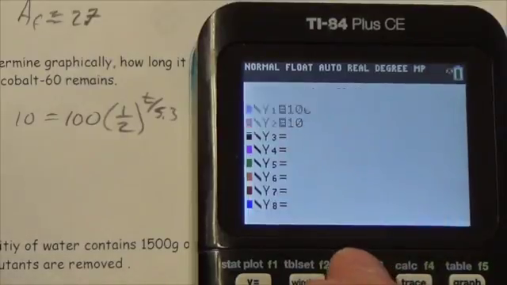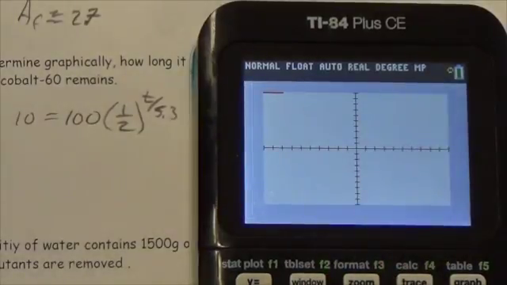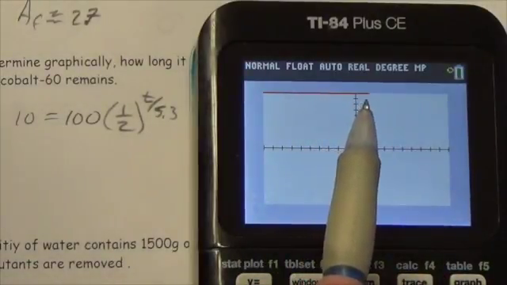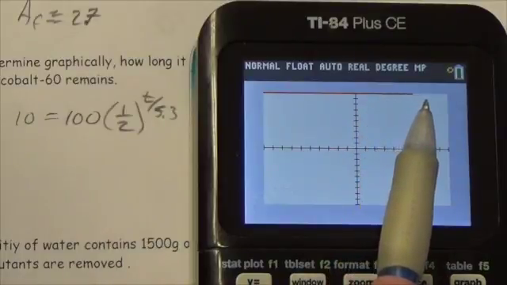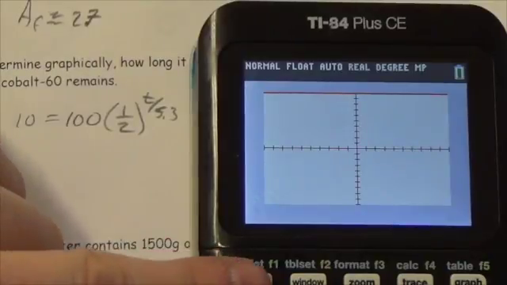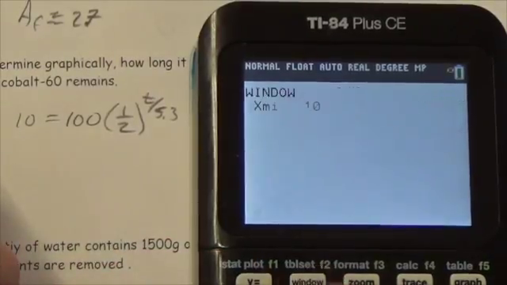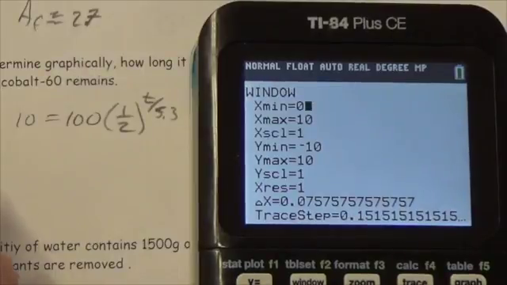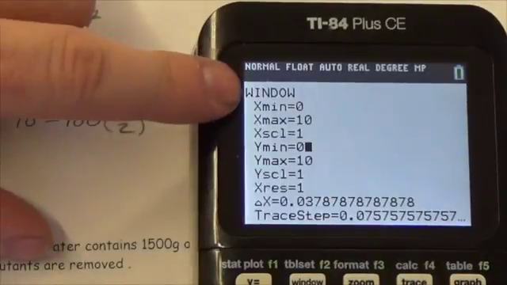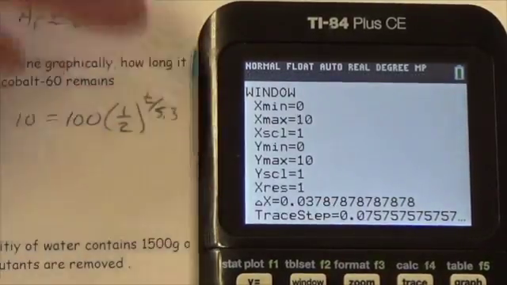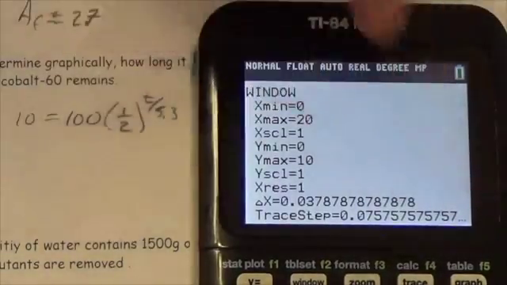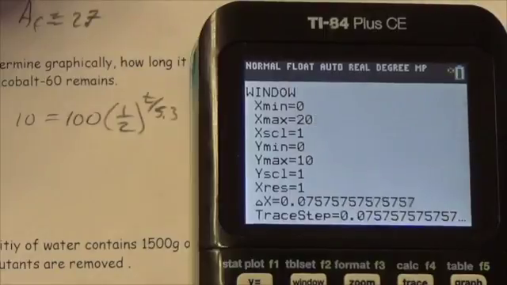Now, right off the top of my head, I don't know what it should be, so I'm going to go to regular zoom settings and see what I get here. So right there, there's my 10. Now what I've got to do is get the other function to come up, so I've got to change my window settings. It doesn't make sense to talk about negative time, and it also doesn't make sense to talk about a negative amount. So I'm going to put the min for both of those equal to 0. The max has obviously got to be bigger than 10. I don't know what it's got to be, but I didn't see the other function drop in there, so I've got to make it bigger.